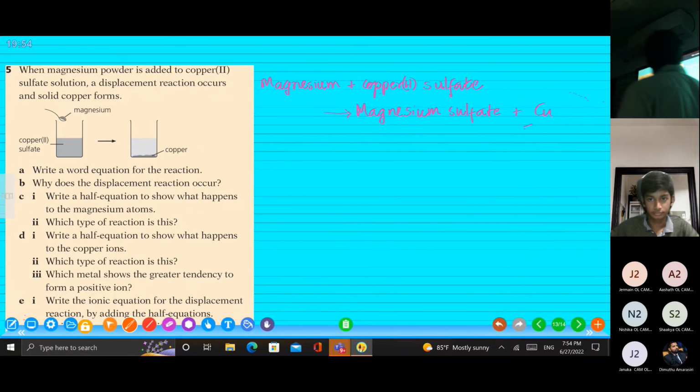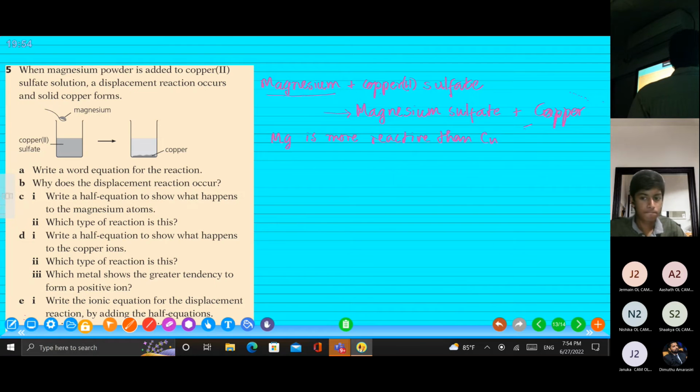And next, why does the displacement reaction occur? Why does this reaction happen? Why can magnesium displace copper? Yes, then you say magnesium is more reactive than copper. Also, you can say magnesium is higher than copper.